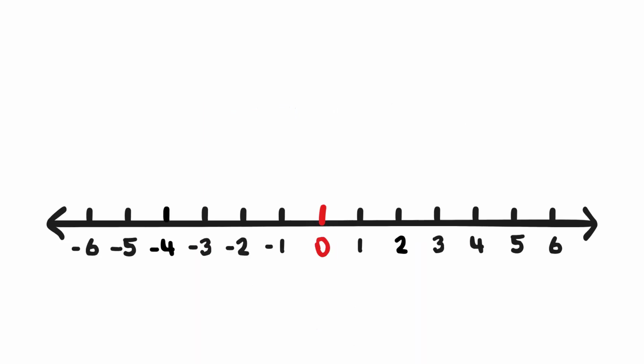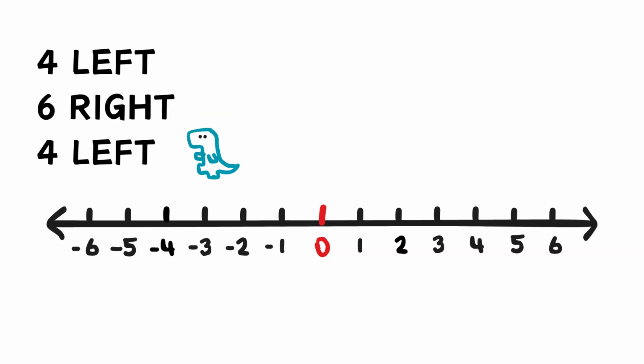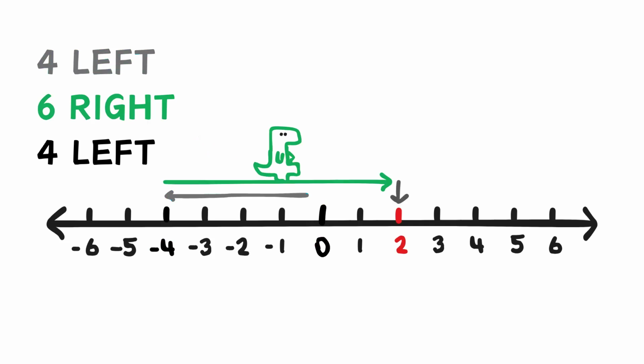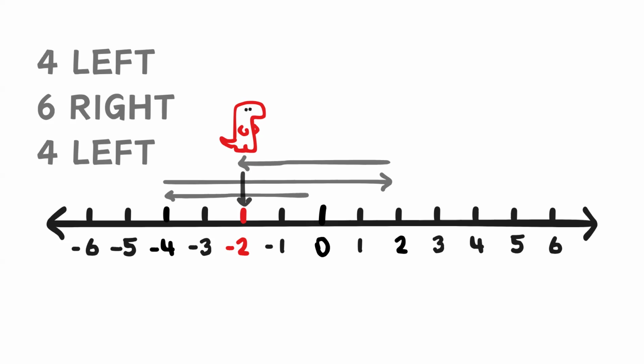Now, let's start at 0, and imagine you take 4 steps to the left, then 6 to the right, and finally 4 to the left again. Where would you end up? Let's figure this out step by step. Starting at 0, if we take 4 steps to the left, we land at -4. Next, moving 6 steps to the right from -4 brings us to 2. And finally, taking 4 more steps to the left from 2 brings us to -2, and that's our answer, -2.